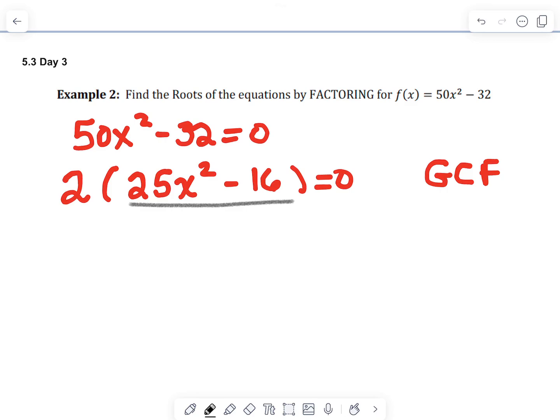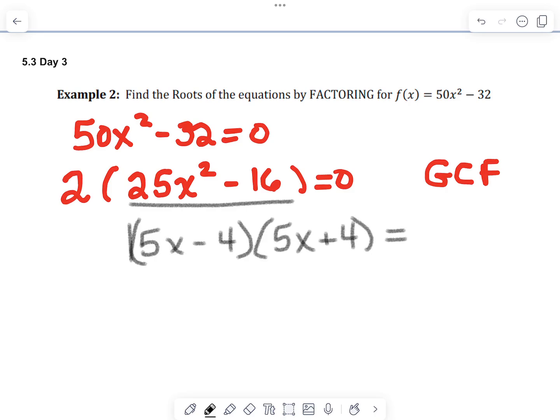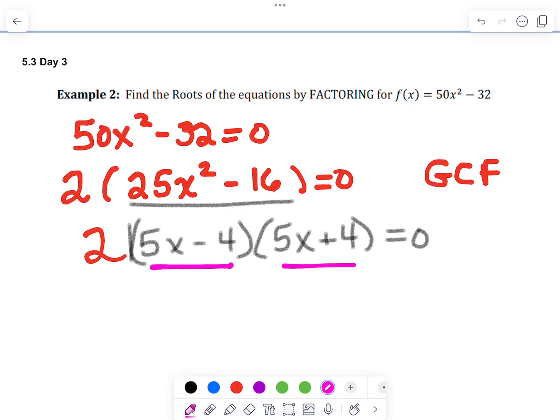We have two perfect squares. So we're going to have 5x minus 4, and then 5x plus 4. And then don't forget that GCF outside. Now we'll go ahead and use our zero product property. We set each factor equal to 0 and solve for x. Don't worry about the 2, because when we set 2 equal to 0, we're not going to get a solution or root there. We only get it with the two parentheses.